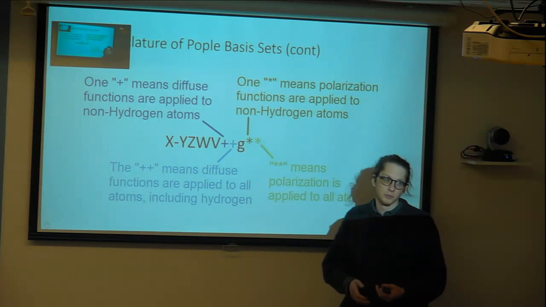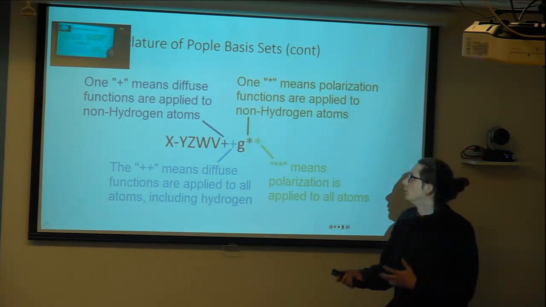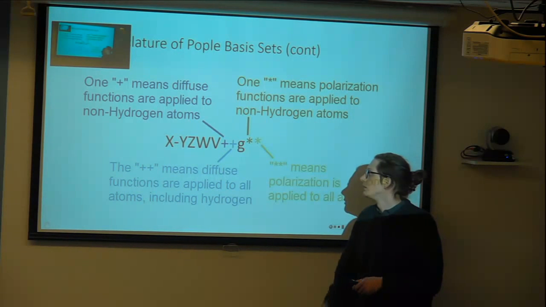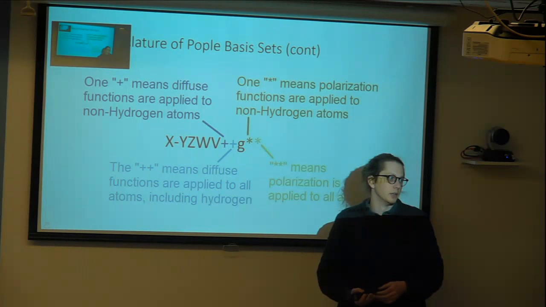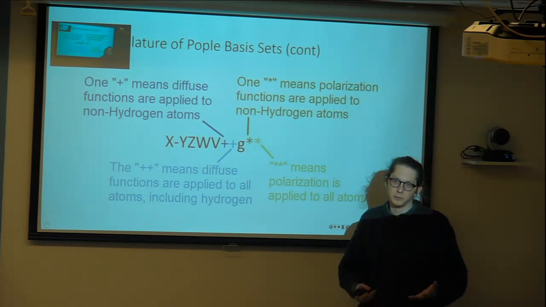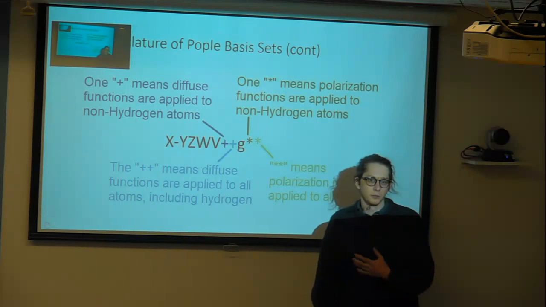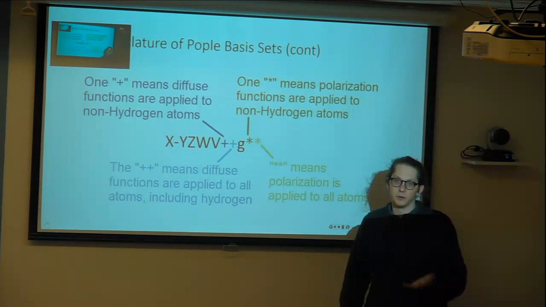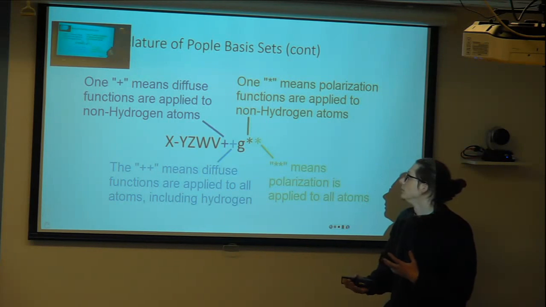And for these symbols, the plus means diffuse functions, and the asterisk refers to polarization functions. So 1 plus refers to diffuse functions applied to all non-hydrogen atoms. 2 pluses refers to diffuse functions applied to all atoms. And then for the asterisks, again, 1 asterisk refers to polarization applied to all non-hydrogens, and 2 means that they're applied to all hydrogens as well.